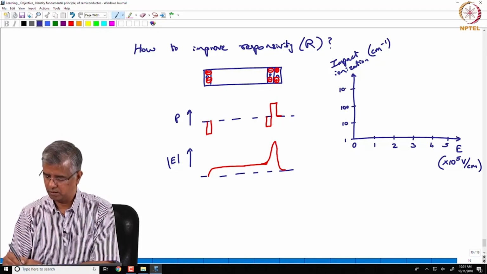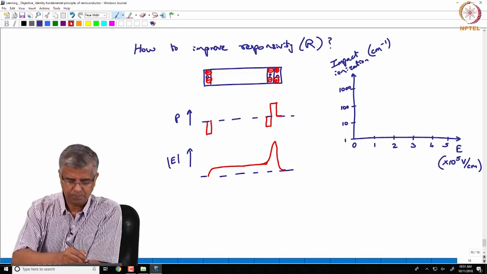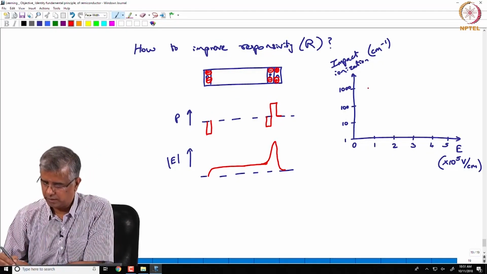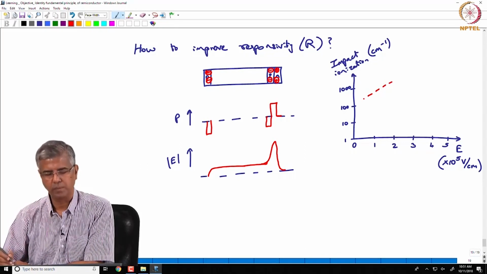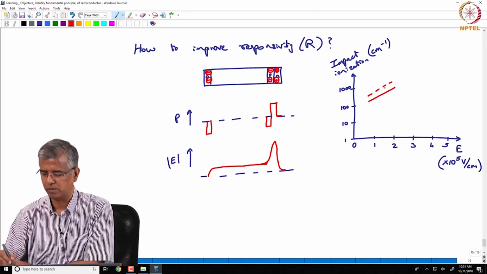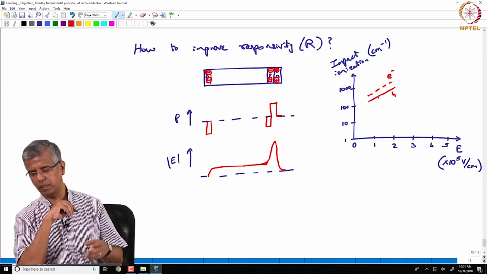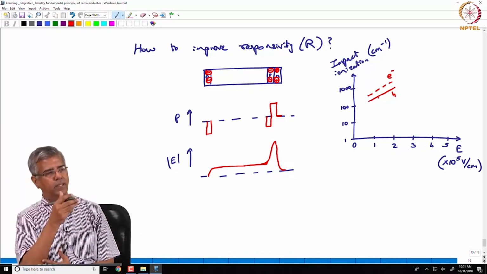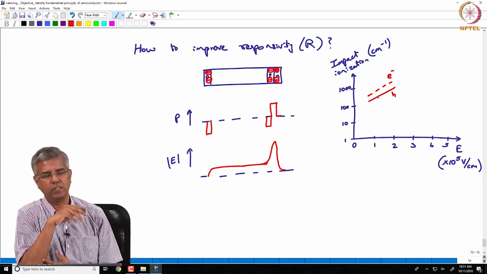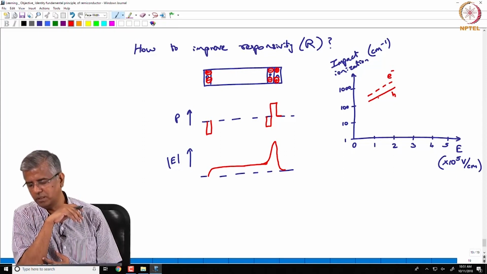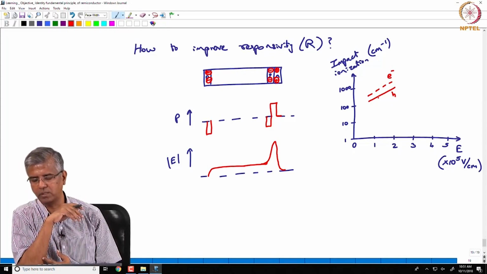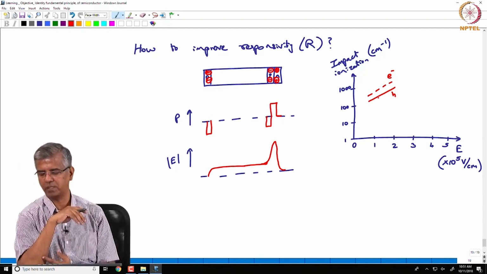100, 1000 and so on. If you look at the impact ionization coefficient for indium gallium arsenide, for the electrons it will be something like this, and for the holes it will be something like this, right. So holes have a smaller impact ionization coefficient, typically because the mobility of the holes is actually slower compared to the electrons in materials like indium gallium arsenide.